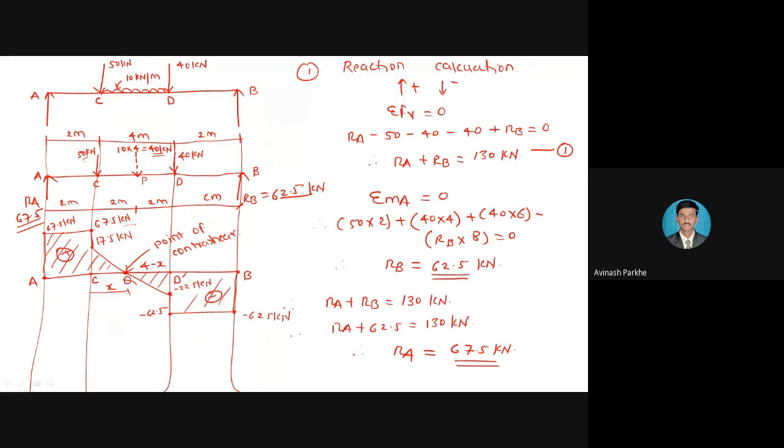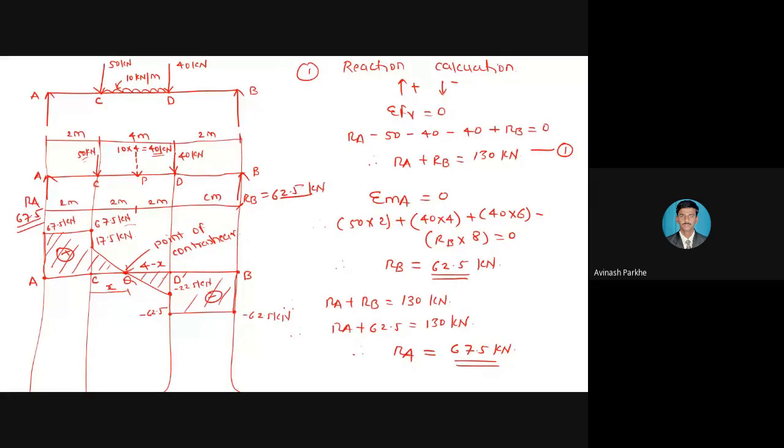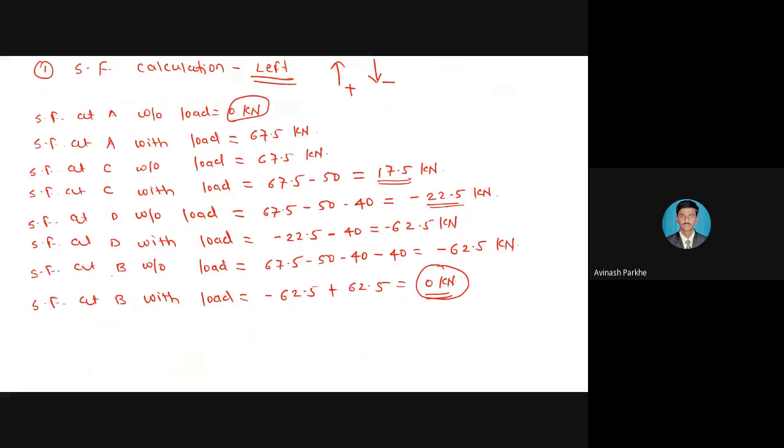Okay. Now we'll go for the X distance calculation. So once again I will draw the portion C and D. In portion CD, from point C up to point D, whatever the portion is present, two triangles are there. That triangles I will draw. Let us see here. This is point C. This is point Q. This is point D. This is X. This is 4 minus X.